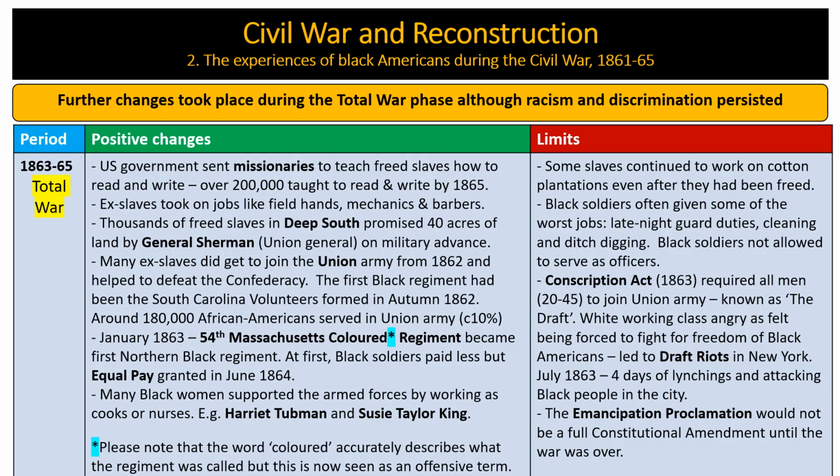In terms of limitations, some slaves continued to work on cotton plantations even after they'd been freed, and this is kind of like a forerunner of the idea of sharecroppers that we'll talk about in Reconstruction. Black soldiers were often given some of the worst jobs, late night guard duties, cleaning and ditch digging, and black soldiers were not allowed to serve as officers.